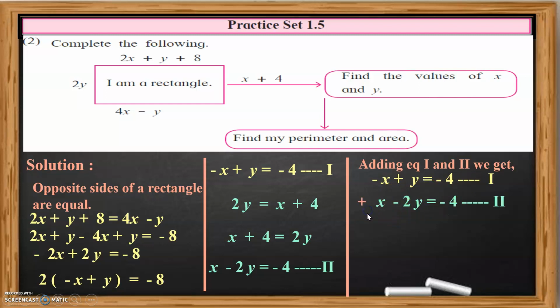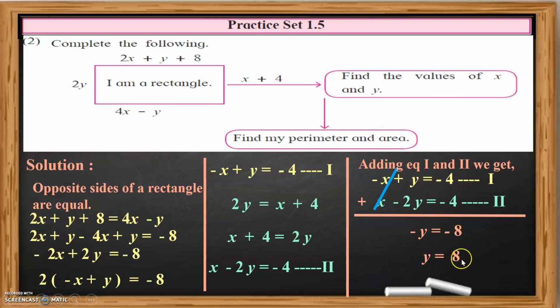Now when I add them, the signs don't change. When we add, the signs remain as they are. So minus x and x will get cancelled because they have opposite signs. So you will get minus y is equal to minus 8. Plus 2y minus 2y is minus y. Minus 4 is minus 8. So I can write that y is equal to 8.